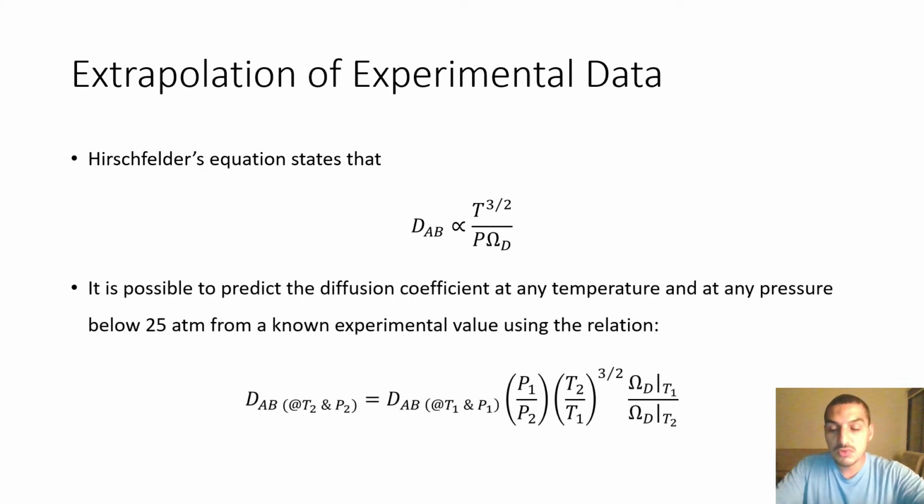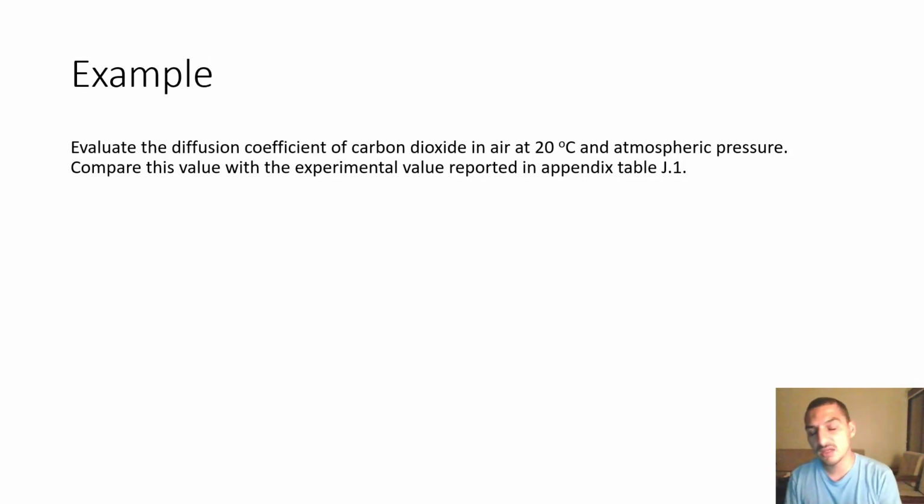So you can use this relation to say that DAB at T2 and P2 equals DAB at T1 and P1, multiplied by P1 over P2, multiplied by T2 over T1 to the power 3 over 2, and multiplied by omega D at T1 over omega D at T2. So this is something we can apply to estimate the diffusion coefficient based on a known diffusion coefficient at different conditions for the same system. I'll end this video by solving an example just to see how we can use this.